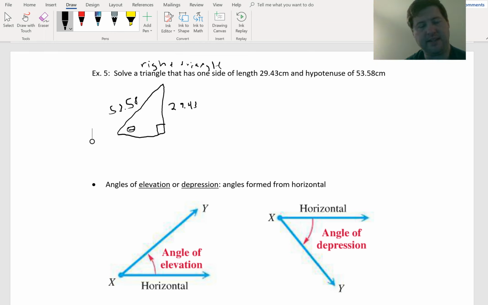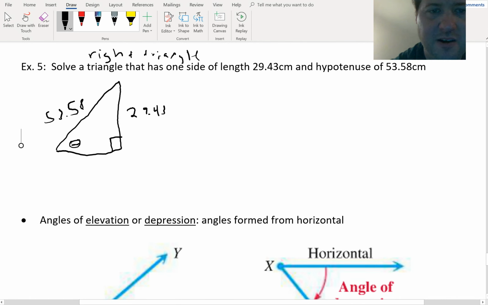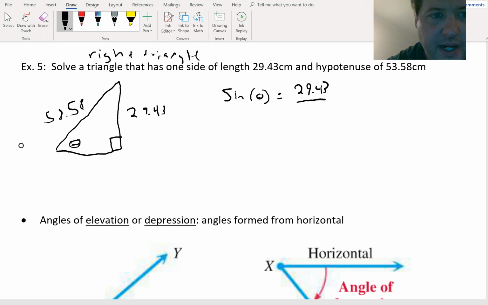And conveniently, we're going to be using sine here. I like to start with sine. Sine's my favorite because it's first on our list. So sine of our unknown angle is equal to the opposite side, 29.43, divided by our hypotenuse, 53.58. So our definition for sine had 3 variables in it. We plugged in values for 2 of those variables. Now we just need to solve this for the remaining variable.